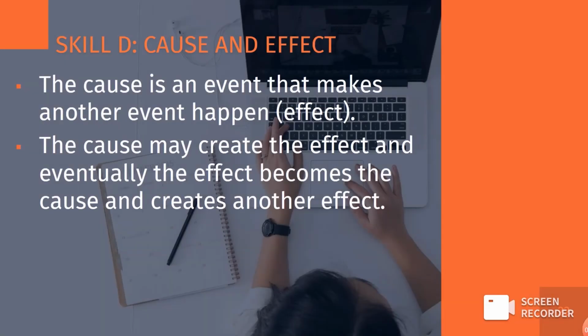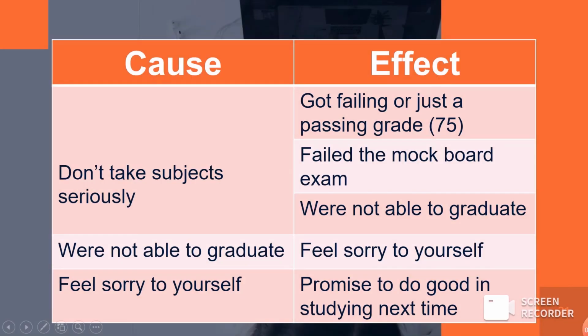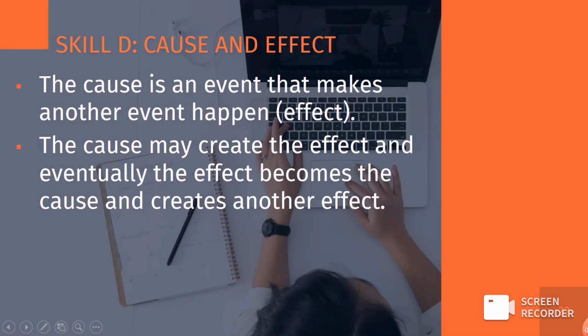Now, the cause is an event that makes another event happen, which is the effect. Here, the cause may create the effect, and eventually the effect becomes the cause and creates another effect. So, just like this one, the effect becomes the cause and causes another effect. Again, cause is an event that makes another event happen, and that another event is the effect. And there are times when the effect becomes the cause and it creates another effect.